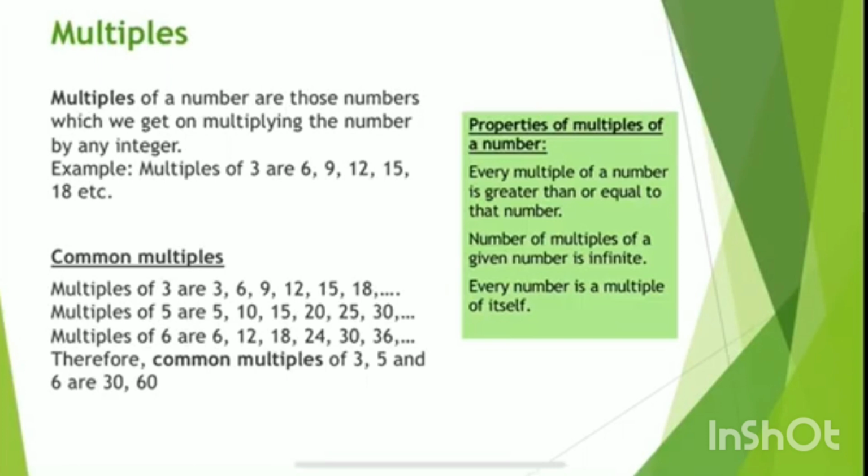Now let us discuss properties of multiples. Every multiple of a number is greater than or equal to that number. The number of multiples of a given number is infinite. That means we cannot count or quantify them. Every number is a multiple of itself.